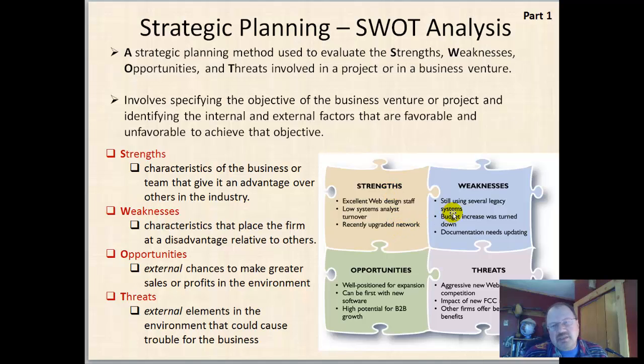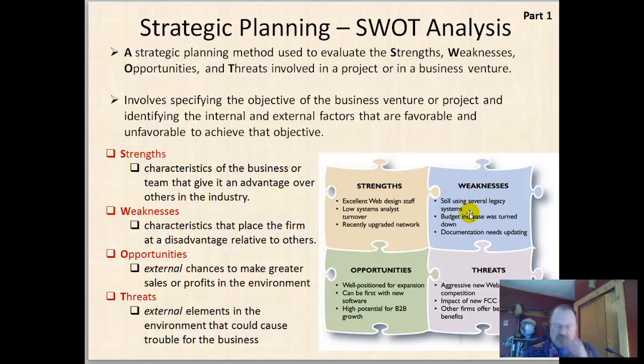So let's look at this example from the book. A strength: excellent web design staff, low systems analyst turnover, and a recently upgraded network. That's a strength, and it might give a particular business an advantage over others in the industry. Low systems analyst turnover would be pretty important. That's a person who knows the system, knows all the stakeholders, how the business works, and can really design those new aspects of a system to be most beneficial to the business.